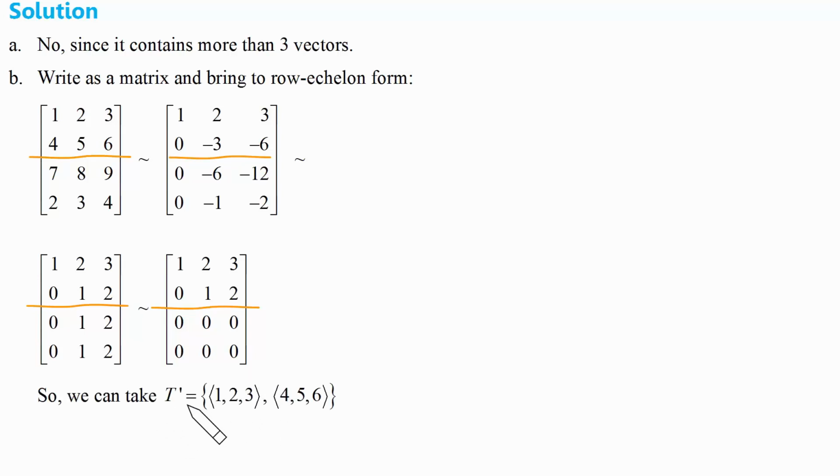And T prime now consists of the linearly independent set, and the maximum we can get is 2 vectors. Now the last part was to extend this, because we know that we could get 3 linearly independent vectors in R3.